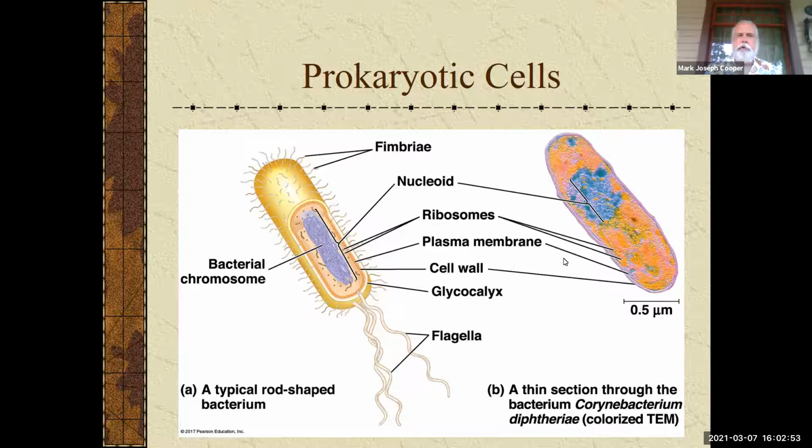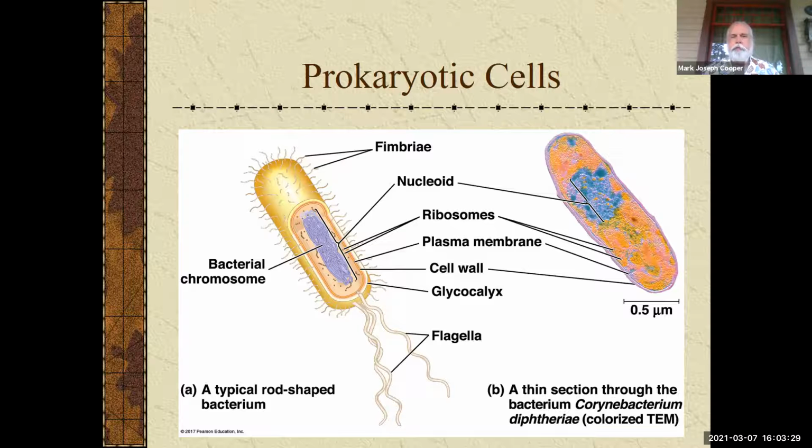So what I want to do real quick is go through some of these structures and make sure that we know what they are. Fimbriae are little finger-like projections. These usually are used for attachment. Here you can see they have a nucleoid region. And it's not a nucleus. There is no nuclear membrane around it, so it's just the area that holds the DNA. Prokaryotic cells, for the most part, have a single circular chromosome. So that is in that nucleoid region.